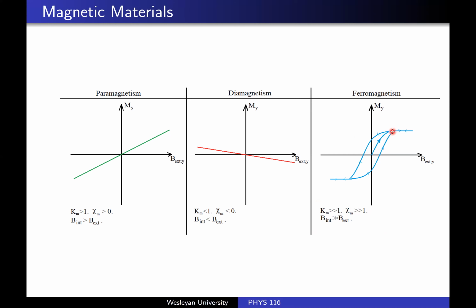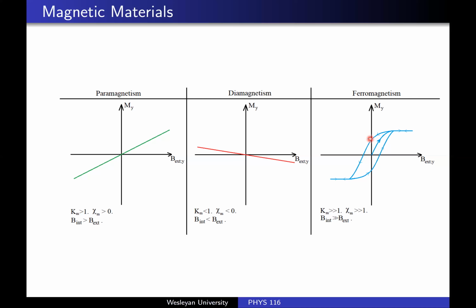At this point, all the dipoles inside the material have aligned. There is no more to be gained from increasing the external B field, and so the magnetization has reached its maximum value. So that's what this flat portion here is. And now we start decreasing the external field. And what happens? Eventually, the magnetization starts decreasing, but not as quickly as when it first went up. And even when we reduce the external field to 0, we find we have a non-zero magnetization.